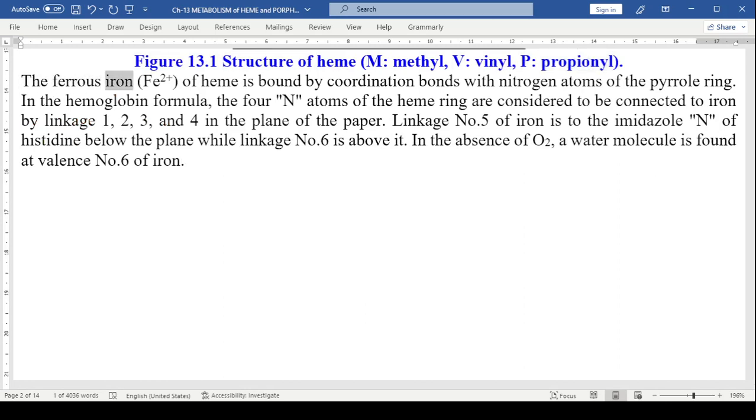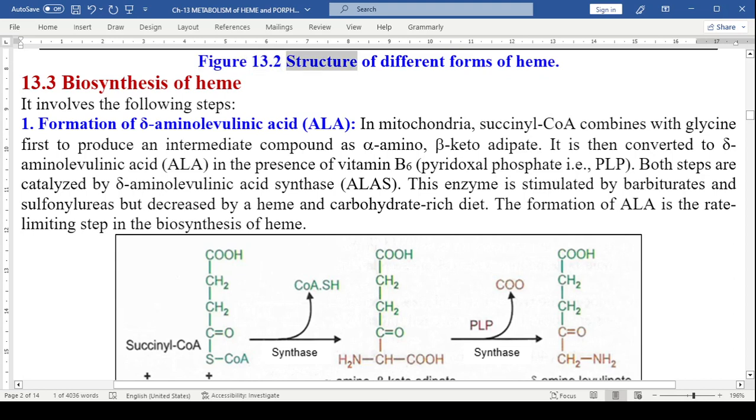The ferrous iron, Fe2+, of heme is bound by coordination bonds with nitrogen atoms of the pyrrole ring. In the hemoglobin formula, the 4 N atoms of the heme ring are considered to be connected to iron by linkage 1, 2, 3, and 4 in the plane of the paper. Linkage number 5 of iron is to the imidazole N of histidine below the plane while linkage number 6 is above it. In the absence of O2, a water molecule is found at valence number 6 of iron. Figure 13.2 Structure of different forms of heme.